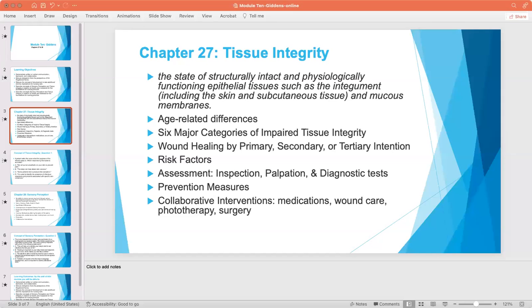Then secondary intention is the healing process that occurs when wounds such as ulcers have distant edges and granulation tissue gradually fills the gap to close the wound.